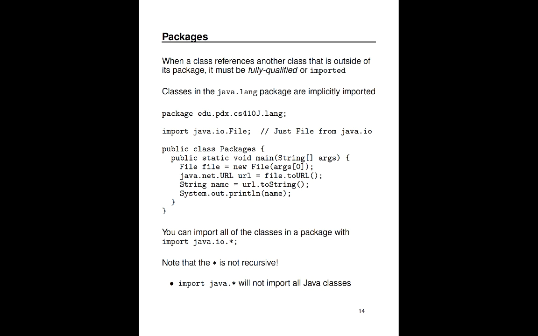Additionally, you can instruct the compiler that you are importing essentially any class in a package by using the syntax import, the name of the package, java.io, and then .star. This will import all of the classes in a package. And so when the Java compiler goes to resolve capital F File, it'll look in java.io. Please note that the star is not recursive, so you can't say import java.star to import all Java classes. It only matches the name of the package, not any name in the package hierarchy.